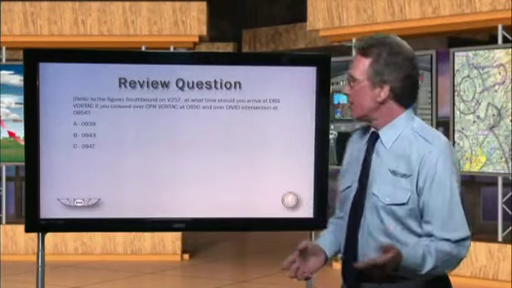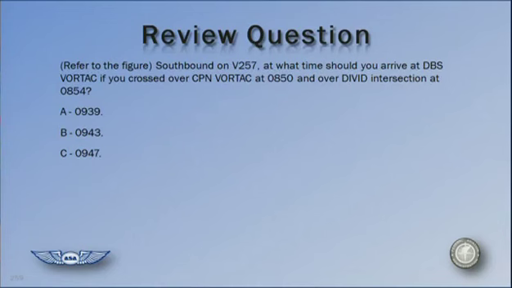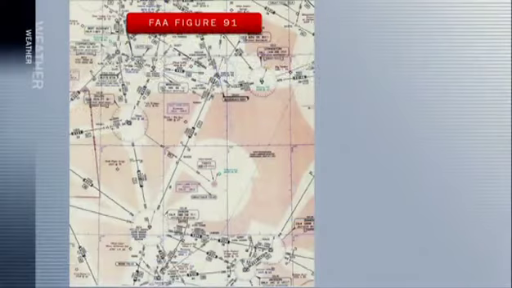Okay, let's look at this review question. Refer to the figure in a moment. Southbound on Victor 257, at what time should you arrive at DBS VORTAC if you crossed over CPN VORTAC at 0850 and over Divid intersection at 0854? Well, in order to arrive at this, we do have to look at our figures.